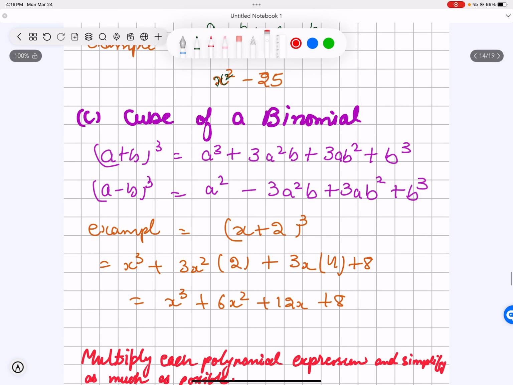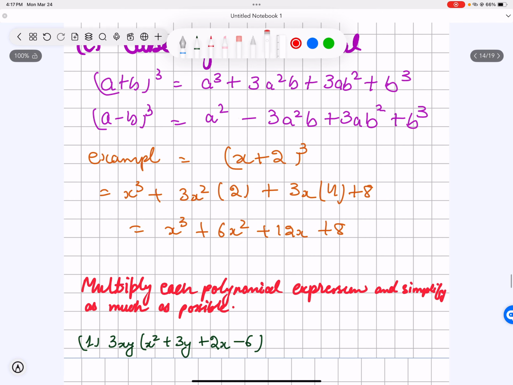Then we have formulas for the cube of the binomial. (a plus b) cubed, and then (a minus b) cubed, is equal to a cubed minus 3a squared b plus 3ab squared minus b cubed. If I try to do an example with this, it's going to be (x plus 2) cubed. Let me write a and b first.